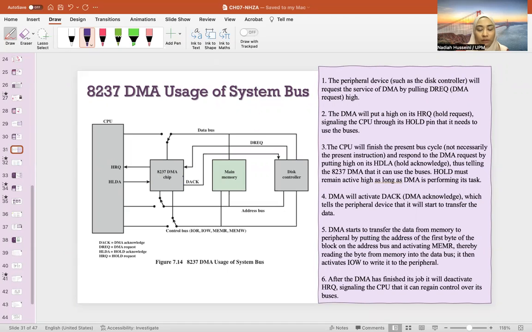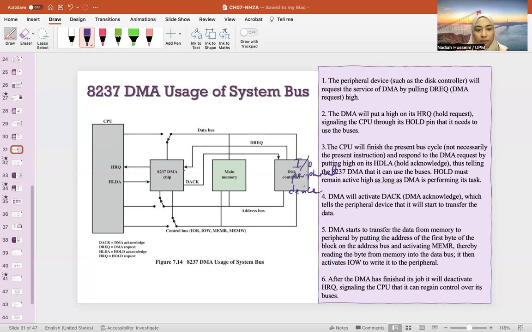And then from the DMA module, we are connected to the main memory and the disk controller. So this is our I/O peripheral device, disk controller. Please read this as I/O peripheral device, even though it's very ugly. So the request comes from the I/O peripheral device, and it goes through the DREQ, which is the DMA request.